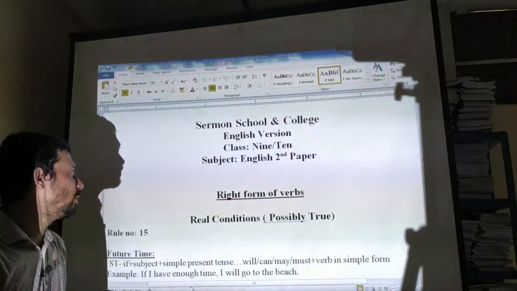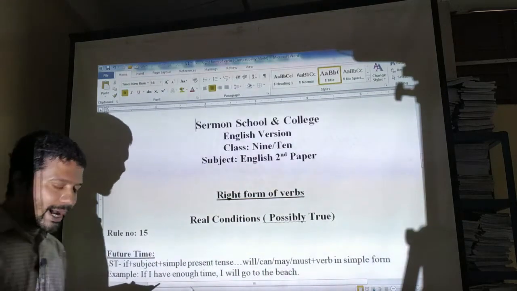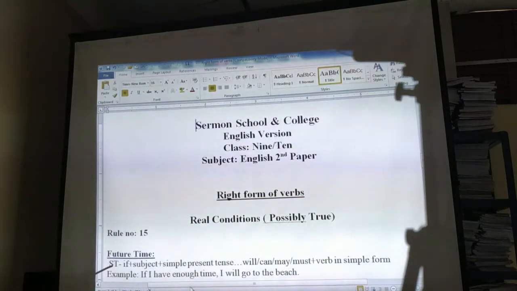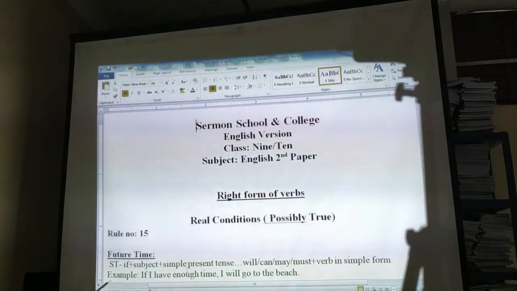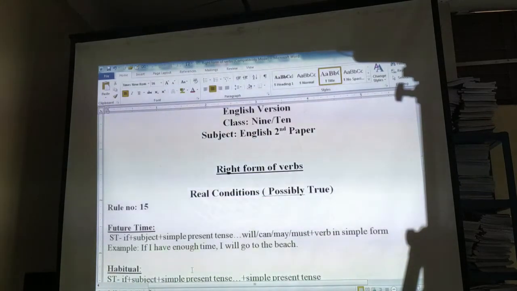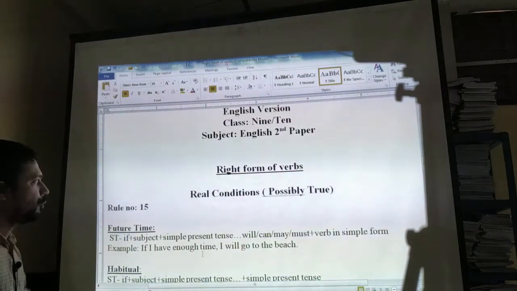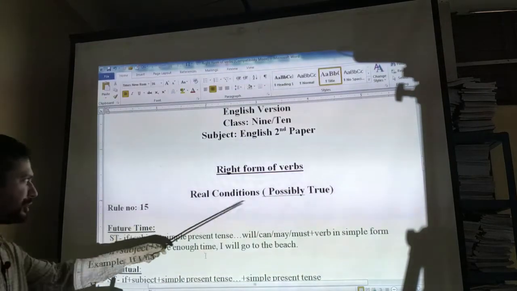Right form of verbs. Today I will discuss conditional sentences. We will divide conditional sentences into two parts, real conditions and unreal conditions. The sentences that are possibly true will go in real conditions, and the sentences that are possibly not true will go in unreal conditions. Real conditions, possibly true.